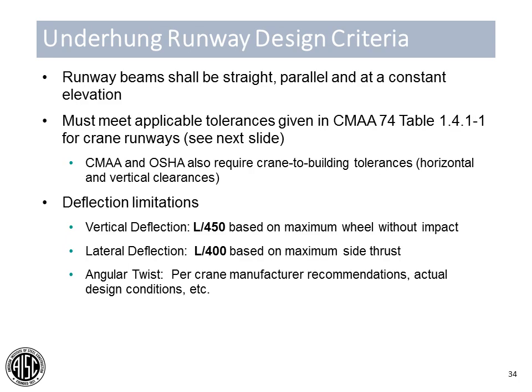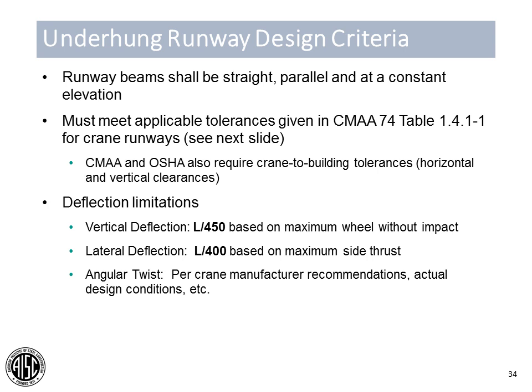Additional design criteria that needs to be considered and included in your construction documents includes confirmation that all runway beams need to be straight, parallel, and at a constant elevation. The construction tolerances here are specified by CMAA 74, Table 141-1, which I'll show you on the next slide here. These are more restrictive and stringent requirements than the AISC standard of practice. So your contractor needs to be made aware of this early on in the project.